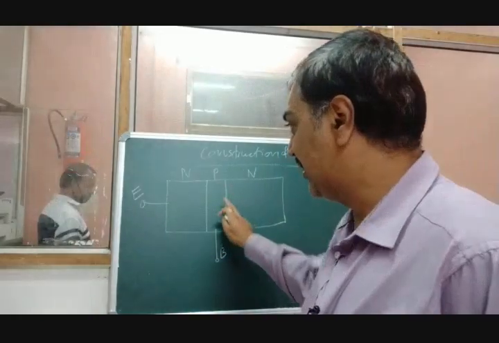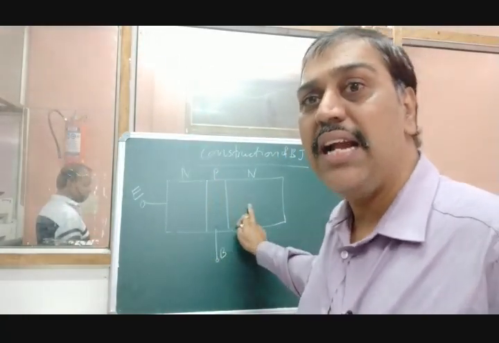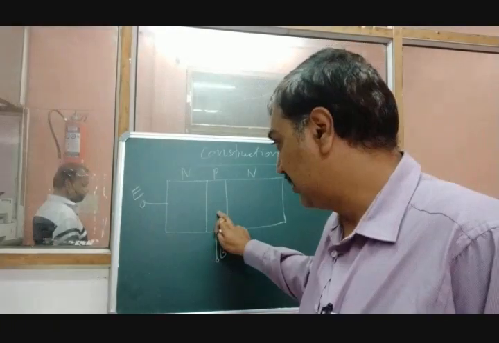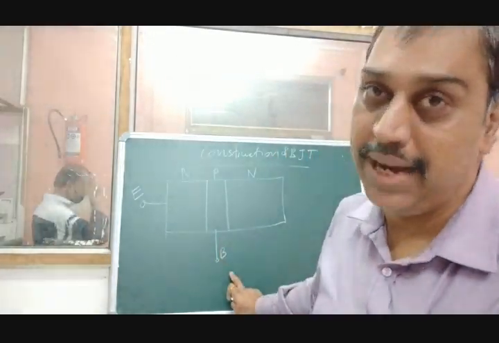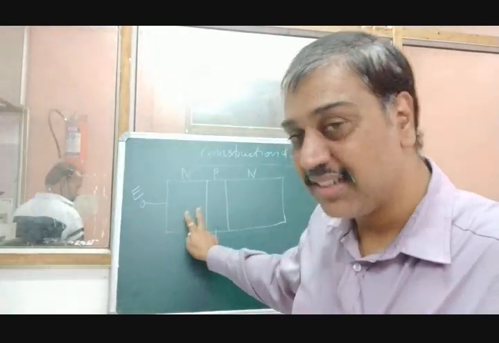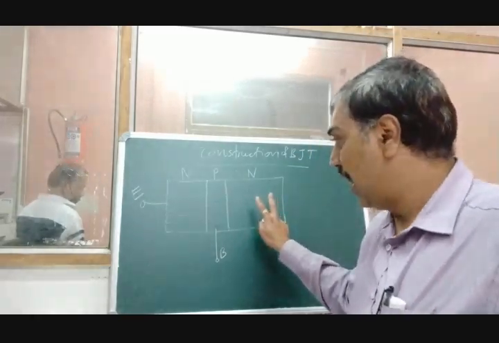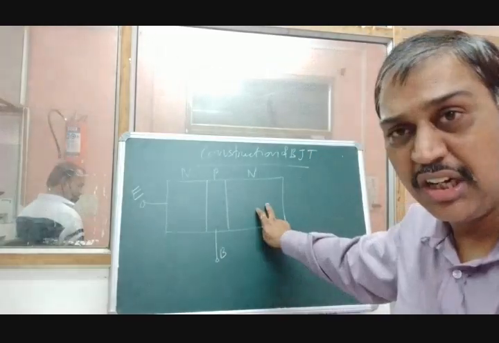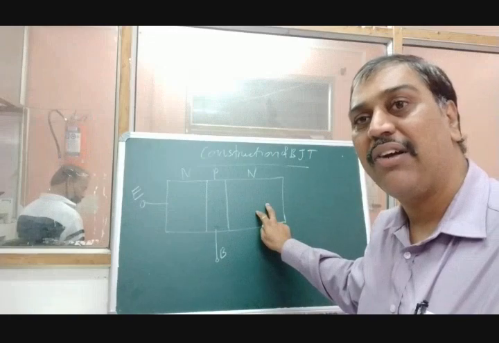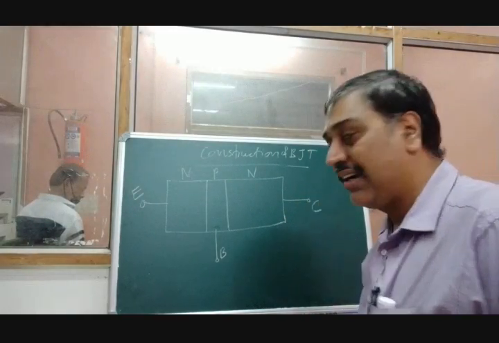We can say in this case, P-type semiconductor is sandwiched between two N-type semiconductors, and this sandwiched region is said to be the base. And it is very thin in size. This is moderate in size, and this is large in size, as we can see in the diagram. And this last region, the third region, where the emitted electrons are collected, is said to be the collector, and it is represented by C.